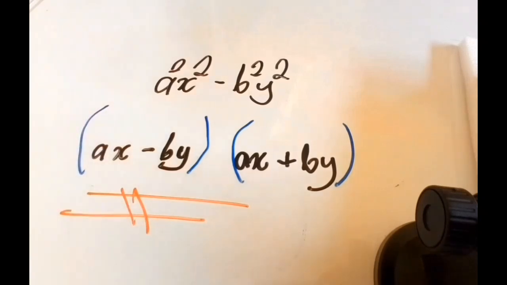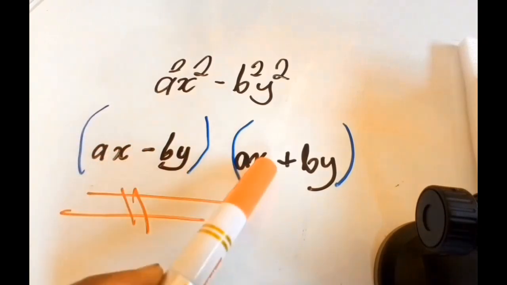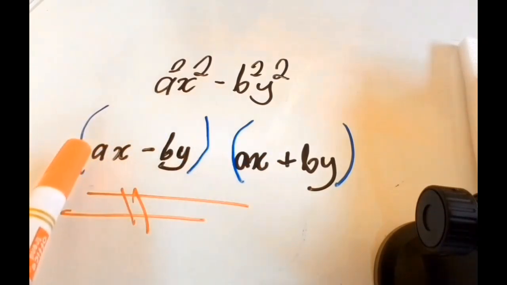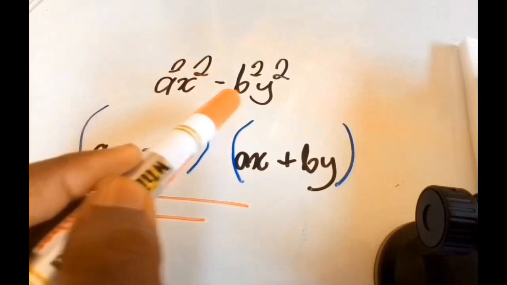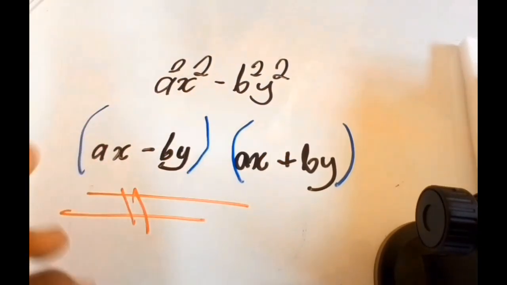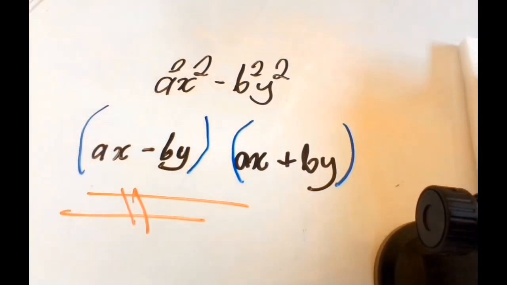This method, as we said, is just to introduce the sets of brackets, put a negative and a positive there, and then say the square root of a squared x squared is ax, and on the other side the square root of this is by. Then we repeat those terms in the other brackets, and we have factorized difference of squares. It is your option to use this method or the other method. If it's me, I'd prefer this method, but both methods will work successfully.